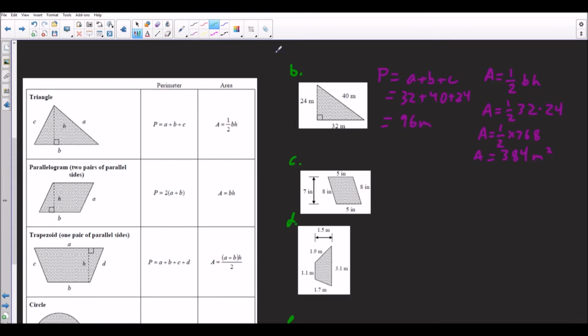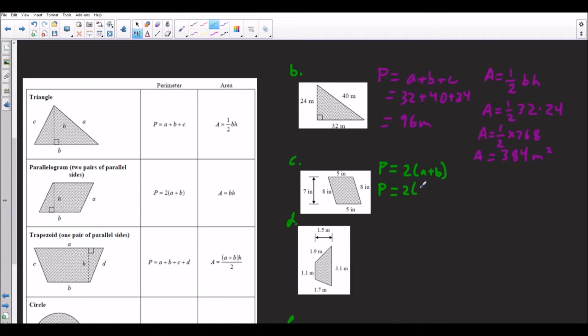Now let's try question C. So let's take a look first at the perimeter. So the perimeter is just equal to, and let's look at our formula, 2 times a plus b. Now alternately, you could just add up all the sides and you would be right. This is just another way to get there.